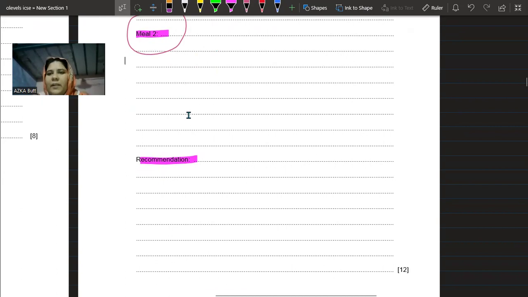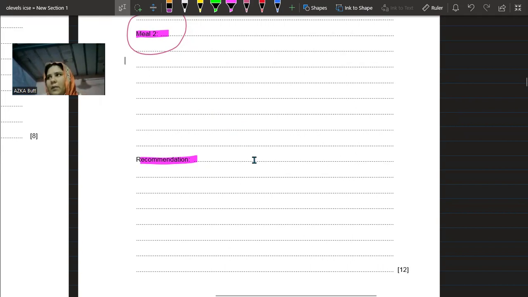But just remember one thing, whenever you are writing a conclusion or recommendation: if you are selecting one choice, you have to give reasons about that. And if you're rejecting the other choices, you have to give reasons about them also. So in the conclusion, in the recommendation, you have to write the reasons. Let's suppose I say that meal 2 is more suitable, so I have to talk about why meal 2 is more suitable, why this is more useful.